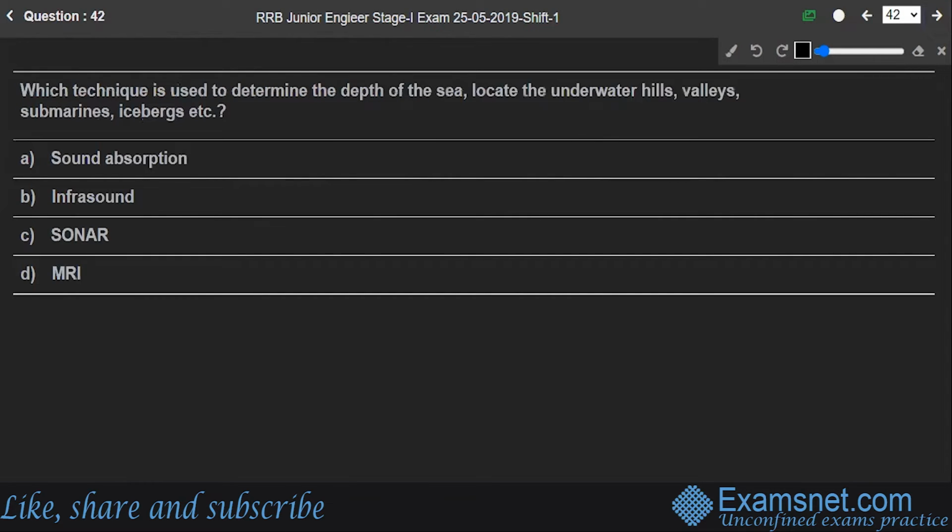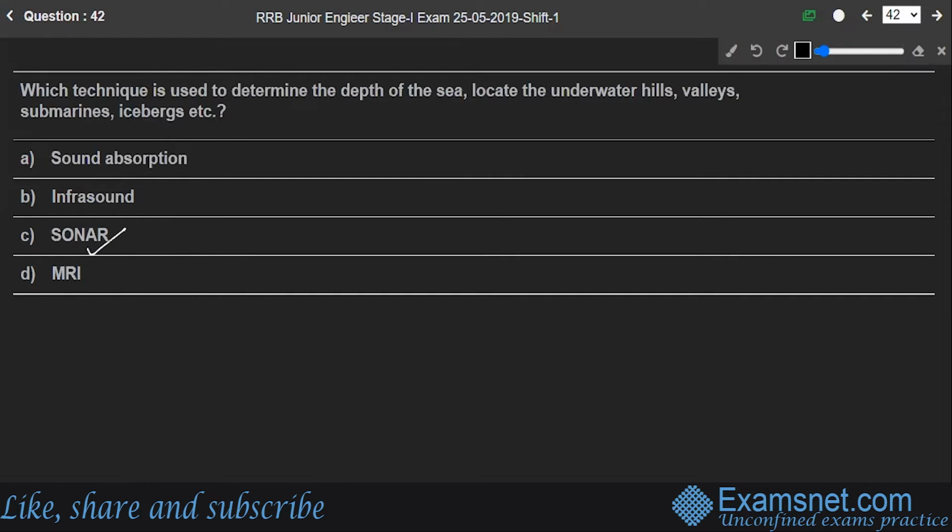Which technique is used to determine the depth of the sea, locate the underwater hills, valleys, submarines, and icebergs, etc.? Is it sound absorption, infrasound, sonar, or MRI? Well, the right answer: sonar.